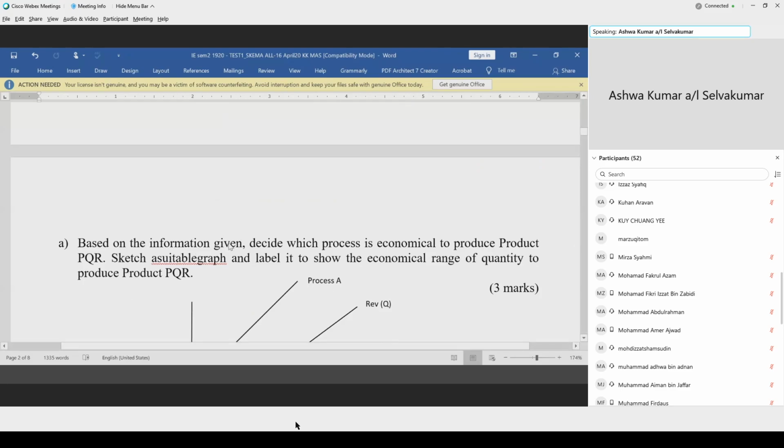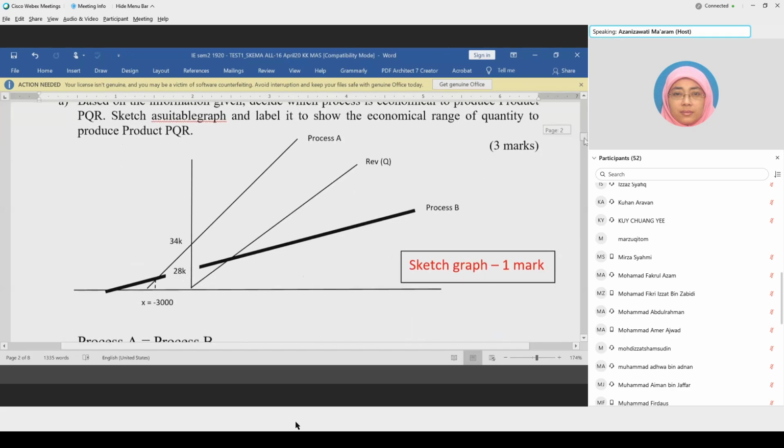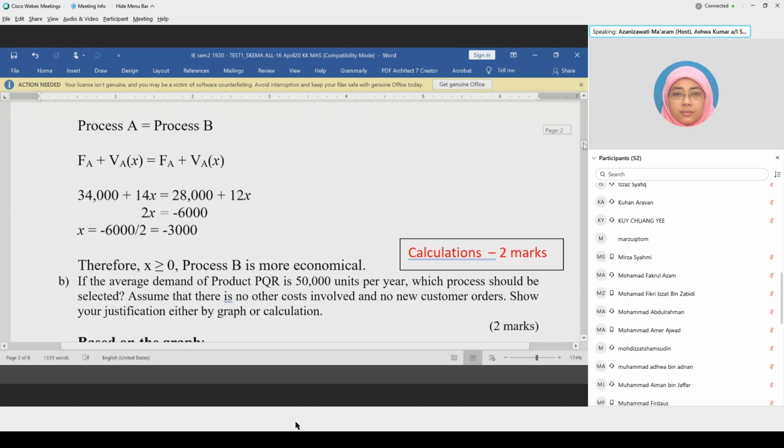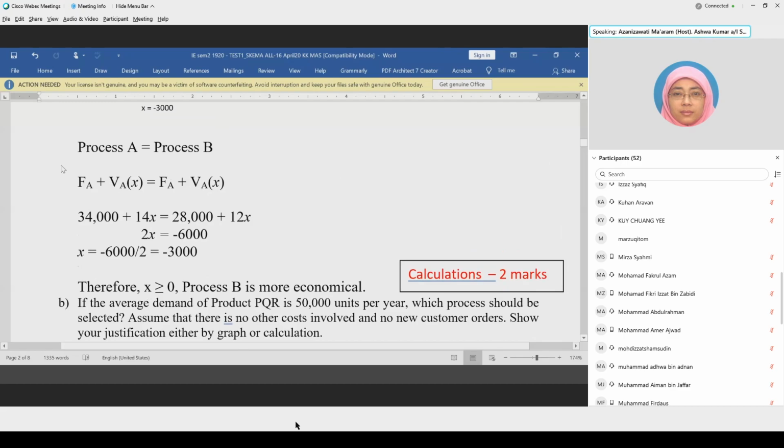Based on the information given, decide which process is economical to produce product PQR. Sketch a suitable graph and label it to show the economical range of quantity to produce product PQR. In this case, we have to calculate the break-even point.